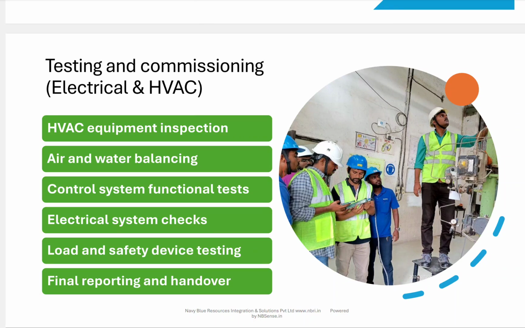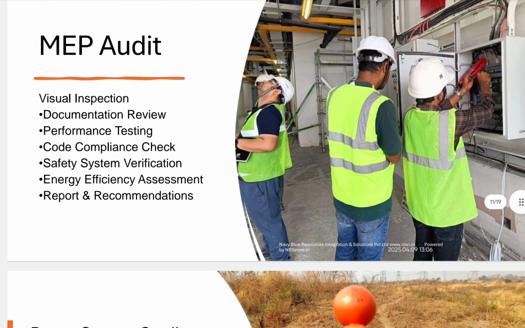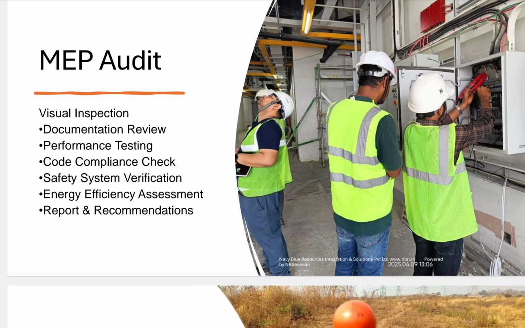Who will be your potential customers? EPC contractors and the builders will be the potential customers for this. Correct, yes. Then next we have the MEP audit. MEP full form is mechanical, electrical, plumbing. MEP audit is the same as the commissioning, but very specific to the MEP installation they have. Whether the installation is done as per the standard or not, as per design or not. Is there any gap? Including visual and technical, we have to check both ways.